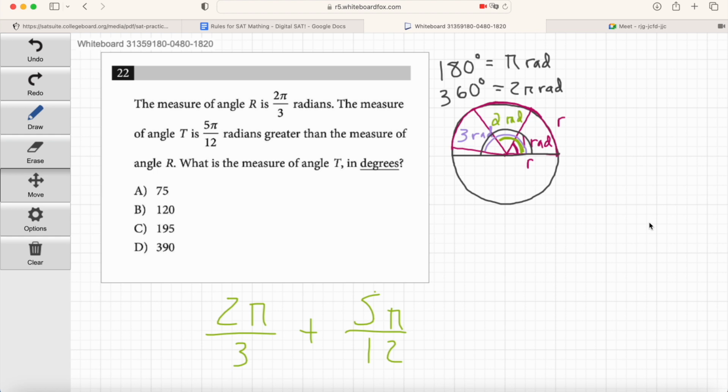Now we have to talk about adding fractions a little bit. Do you know how to add these two fractions together? We have to have a common denominator. So what's our common denominator going to be, Tanner? 12. It's going to be 12.